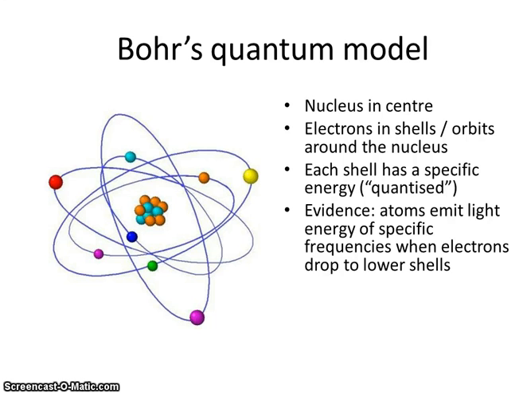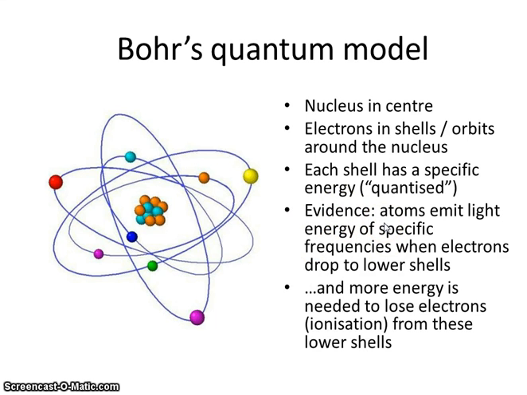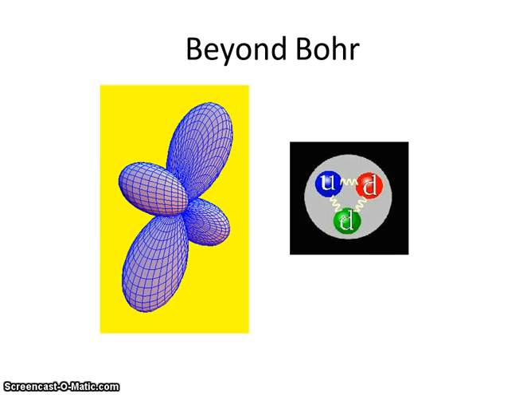And a reminder of the evidence for the Bohr model: the idea of atoms emitting only particular frequencies in their emission spectra, and the idea of this pattern of ionisation energies requiring more energy to remove electrons that are closer to the nucleus. Now that's as far as you need to go for A-level chemistry, but we should be aware of the fact that science continues to move on, and the Bohr model and the idea of the nucleus and electrons in shells has been further developed over the last 60 or 70 years.